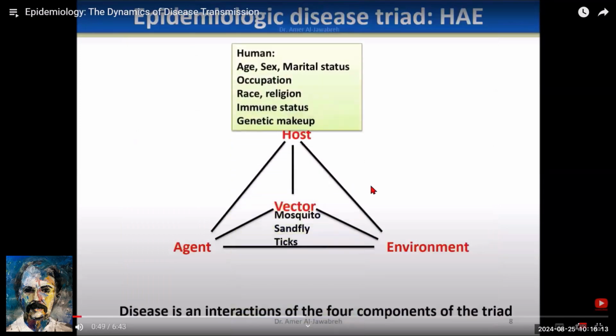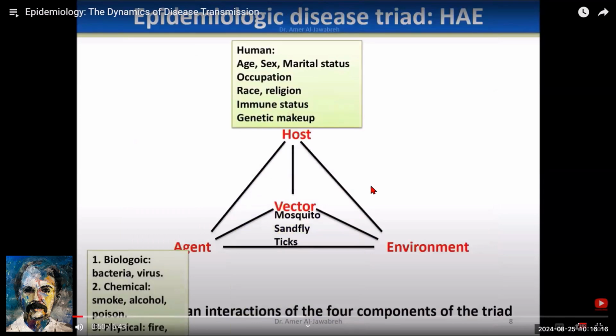Okay, so have a look here. This is another model which we call the HAE model. This is called the epidemiological triangle or triad. And this is something classical in epidemiology. What is this? This model explains the behavior of the disease in a person. How does disease behave in your body? Disease, in order to be produced, has to be an interaction of these components. We have the host, which is the person or the animal sometimes who's getting the disease, who's infected. And you have the agent, the causative agent of the disease.